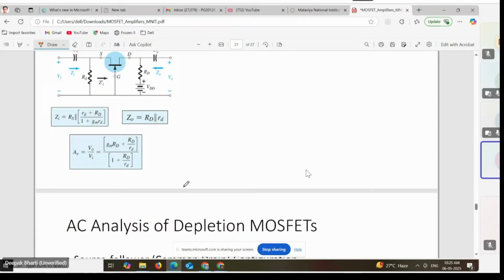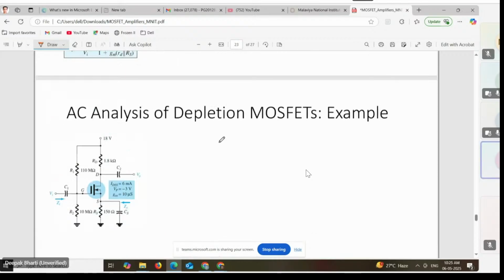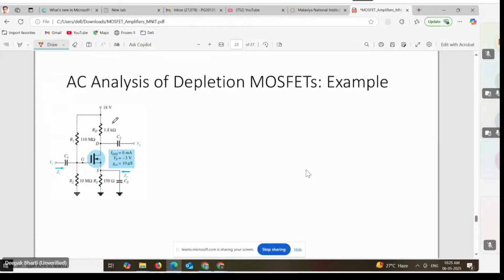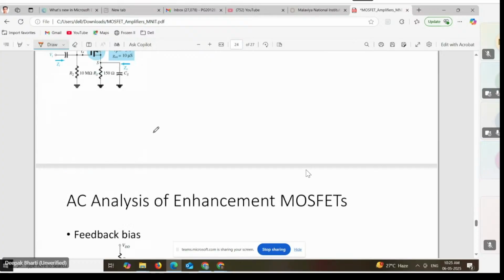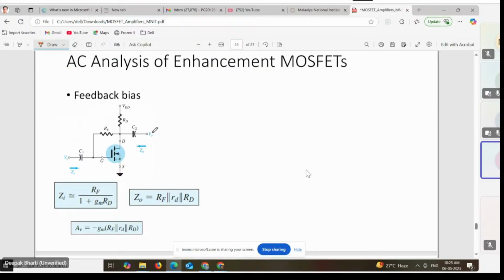So this was the gate source follower, and this example we had already done in the previous session itself. Yes, so I will discuss this enhancement MOSFET also, with feedback bias. So this we will try to analyze as per the detailed discussion. We have to find out the same, that is ZI, Z0 and AV for this particular network also. So what we'll do, we have to draw its small signal equivalent. So let's try to draw.